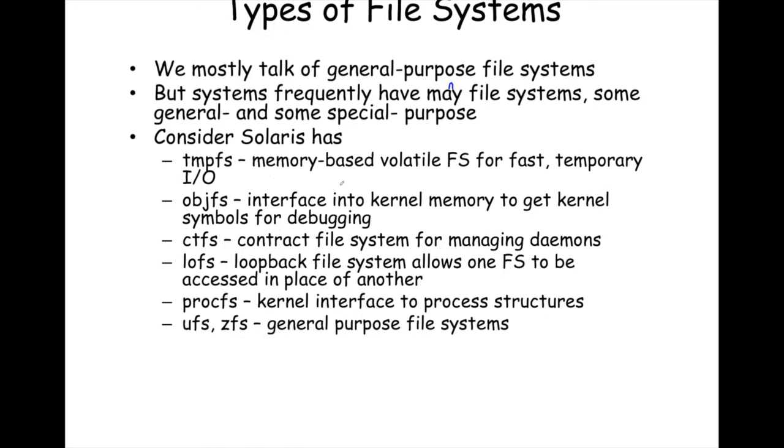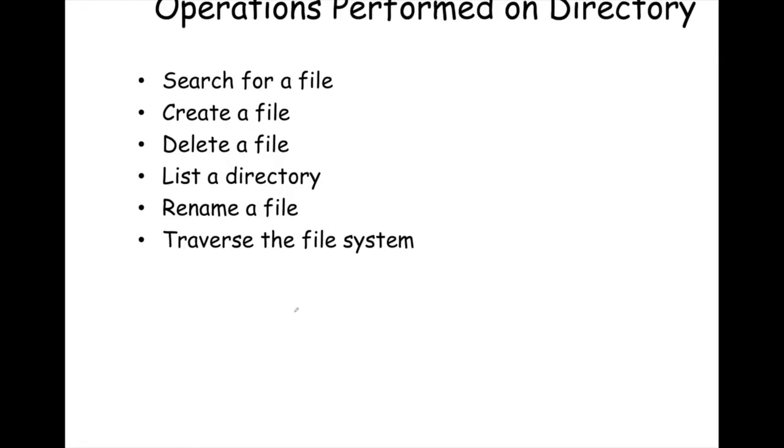There's the temp file system, which is memory-based, volatile, for fast temporary storage and fast I/O. There's a traditional file system, ZFS, UFS. There's PROC, the process file system, PROCFS, which is the kernel's interface to different process structures. And there are all sorts of file systems that are tuned especially for all kinds of purposes. And so absolutely you can have memory mapped file systems that act like a disk device, but it's actual main memory that backs its storage.